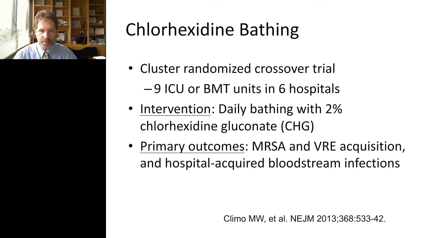I'm showing you this study because it happened to have been a randomized trial, a cluster randomized crossover trial in 9 intensive care or bone marrow transplant units in 6 hospitals. The intervention was to bathe every day the patient with 2% chlorhexidine gluconate versus bathing with bland soap. And the primary outcomes were MRSA and VRE acquisition in the study group and hospital-acquired bloodstream infections. The reasons for these primary outcomes is because those are the outcomes that had been demonstrated to be improved in the observational studies done prior to this randomized trial.